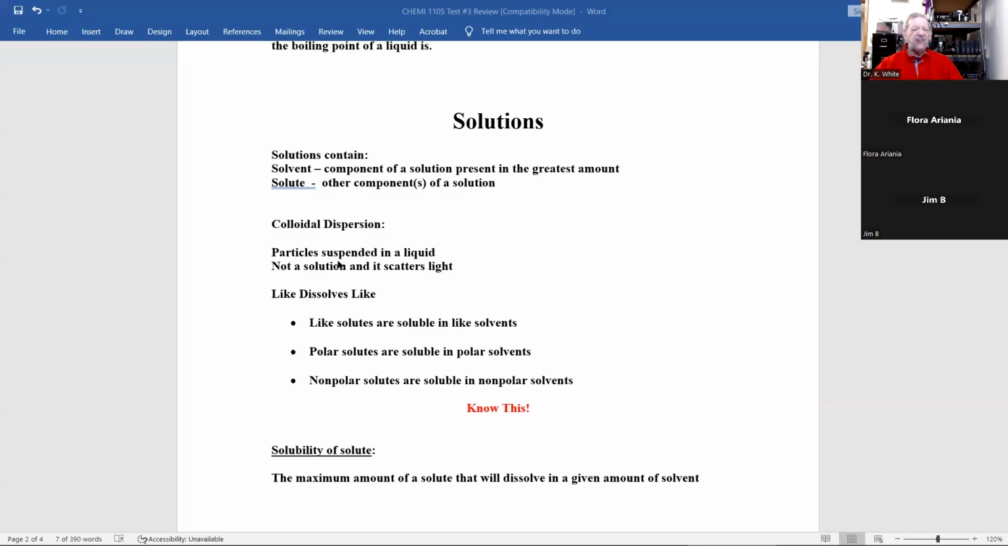And you should know examples of colloidal dispersions in our daily life. One is milk, another one is your blood, and the third one, latex paint. Mustard and ketchup would also fall under that.